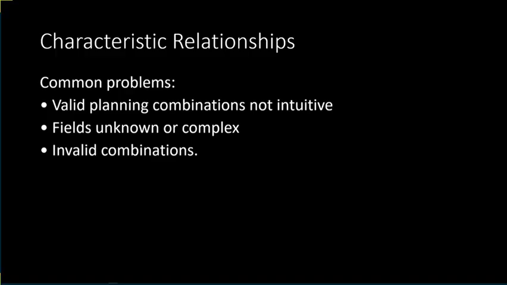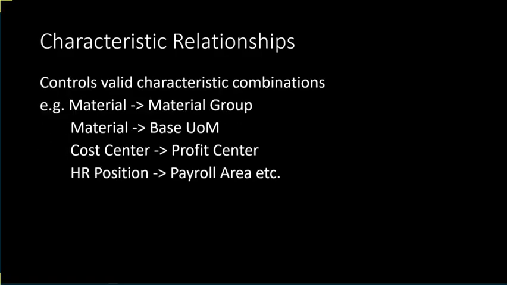The planning application might require fields that the user might not know at the time of entry, but must be calculated based on a complex set of rules. And planning may have been performed on combinations in a previous iteration that are no longer valid, and we want to delete those invalid combinations. Characteristic relationships, or CR for short, is a powerful tool to get around this problem and several others. In this lecture, we're going to do quite a lot with characteristic relationships.